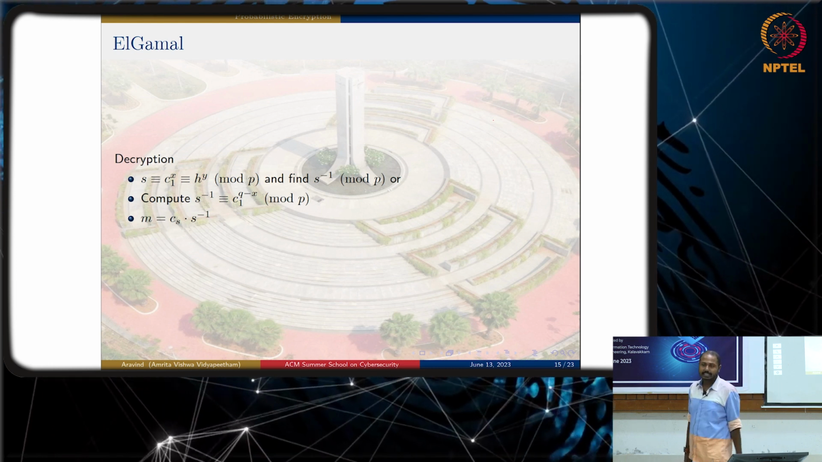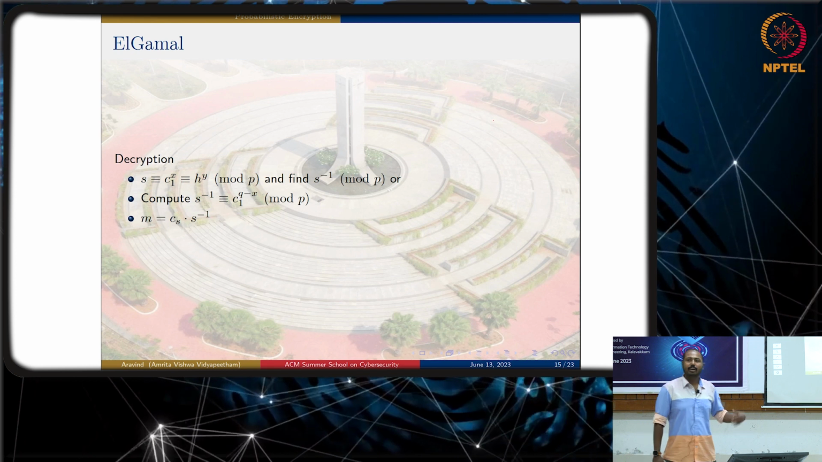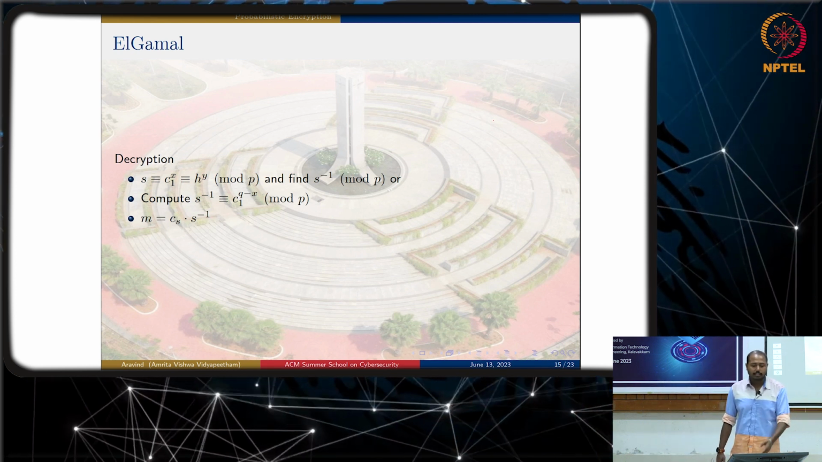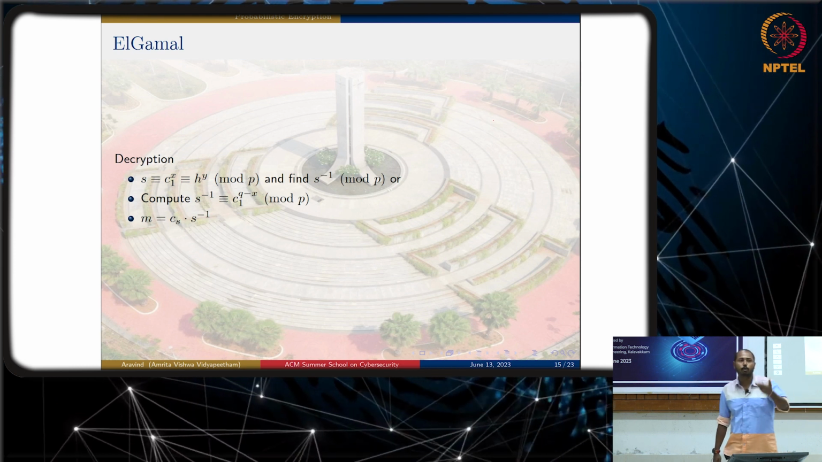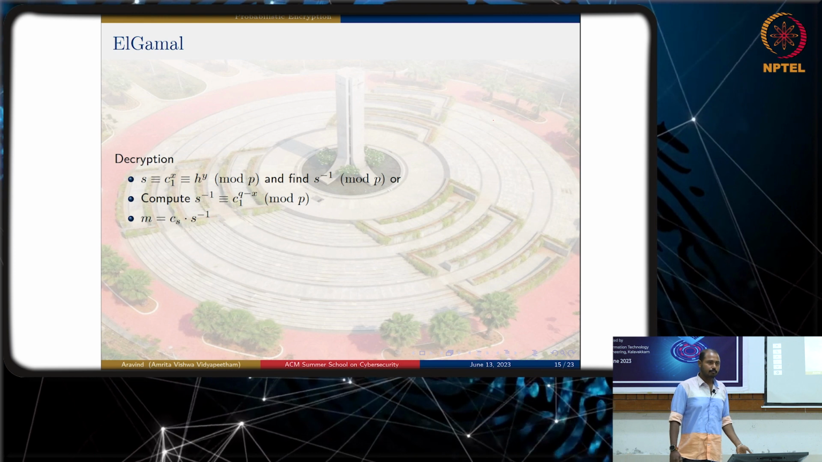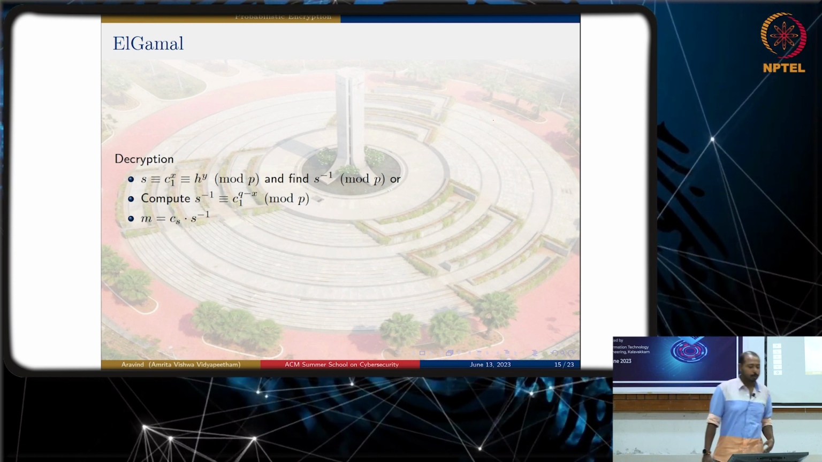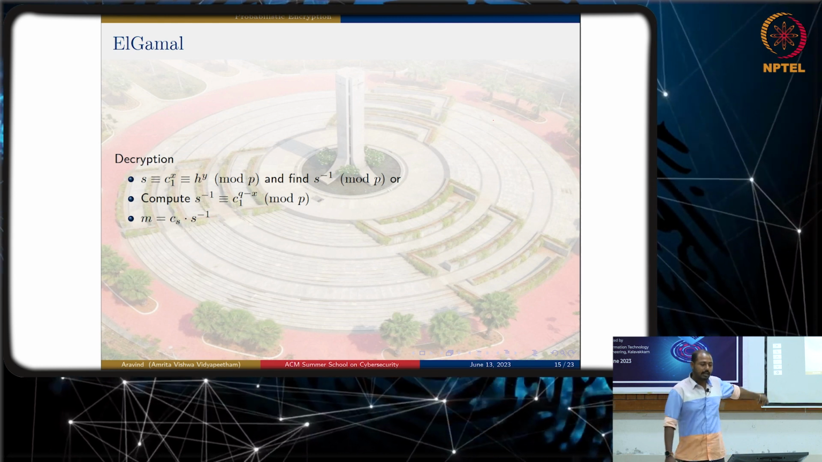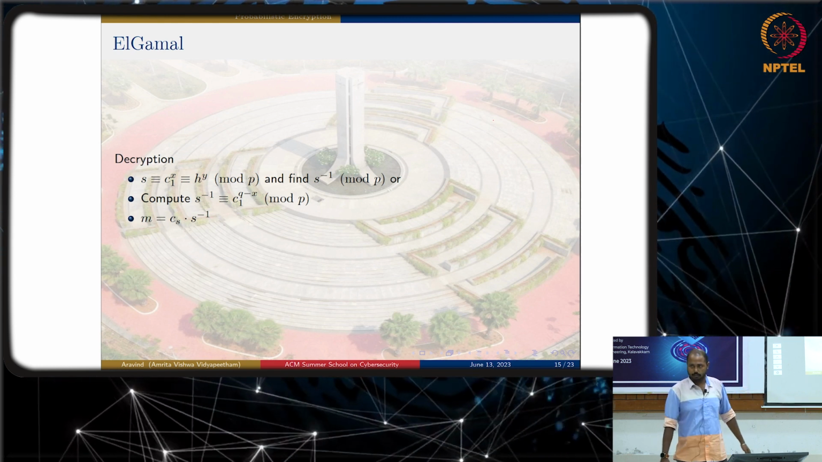Now she computes S inverse. S inverse can be computed in many ways. It can be directly computed by the modular inverse, or you can just go for C1 raised to q minus x, where q is the modulo operator. Why? Because C1 raised to q will be, think about it. Okay, so M can be found by, it's not CS, it's a typo there, it's C2 times S inverse.